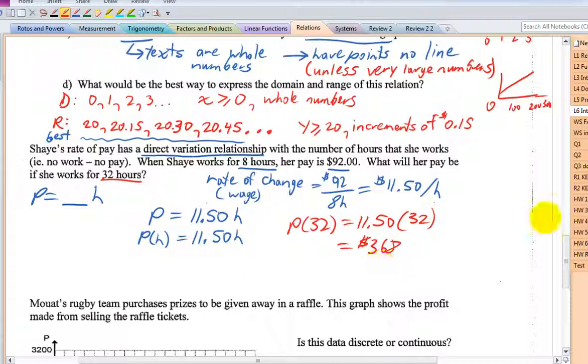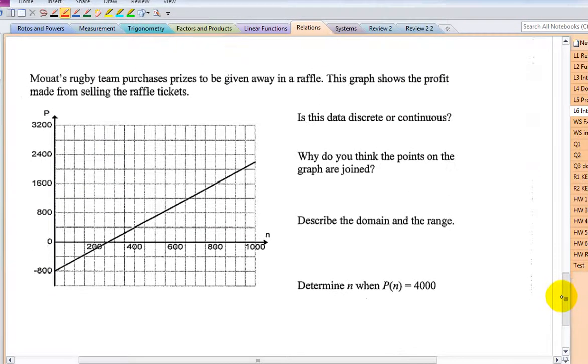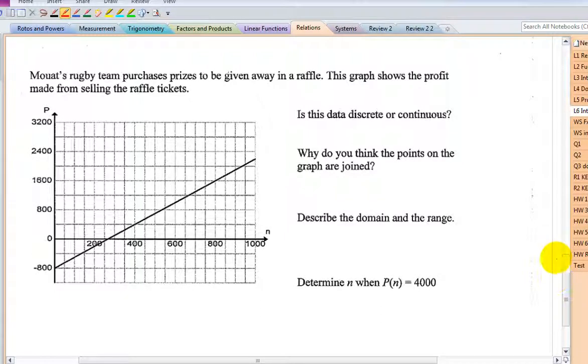Okay, so we love these ones with pay. Just a quick little, can you figure out how much you'd make. Next one, Mullet's rugby team purchases prizes. This graph shows the profit made from selling the raffle tickets. Underlying profit. Okay, it's important to know. N represents the number of tickets, and P represents the profit. Looking at the sentence of what's being graphed, is this data discrete or continuous? What would you say? Don't look at the graph, but look at what's being plotted.